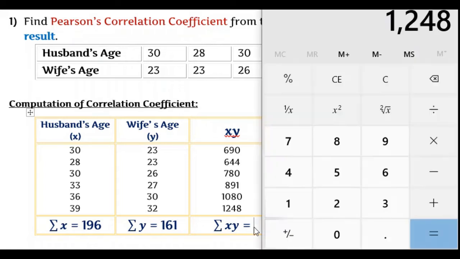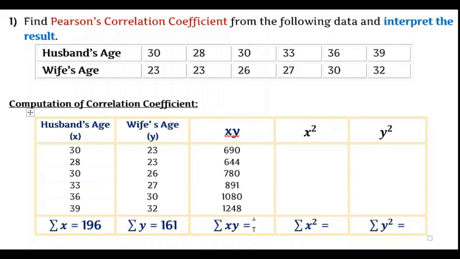I'll be doing it now. So 1248 plus 1080 plus 891 plus 780 plus 644 plus 690. So this is the value. The sum is equal to 5333. I'll write down that value here, 5333. Next I need x square.